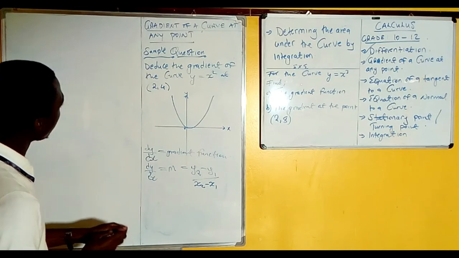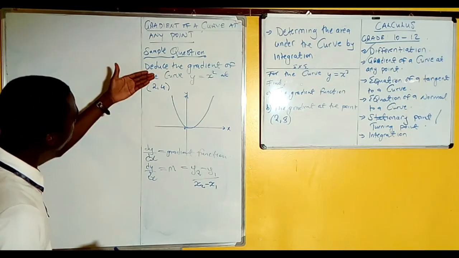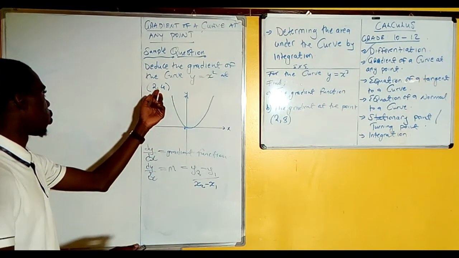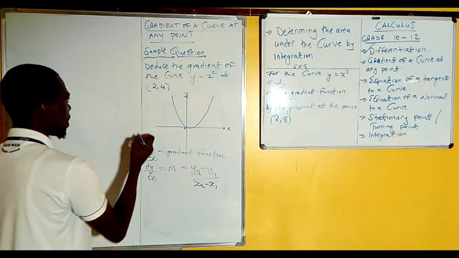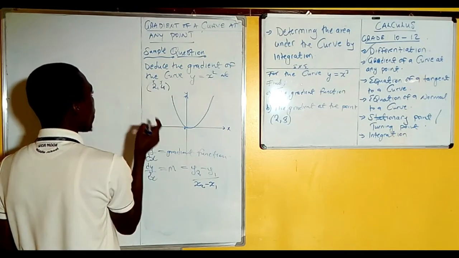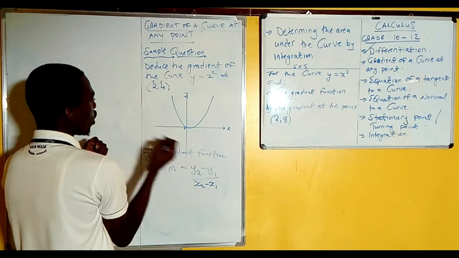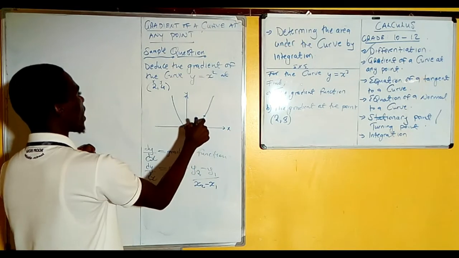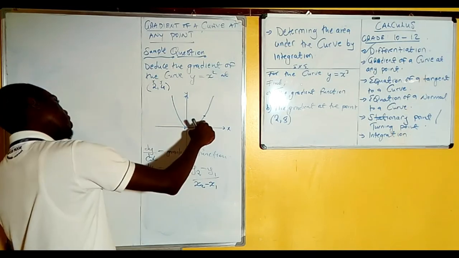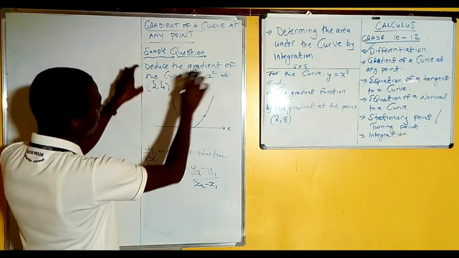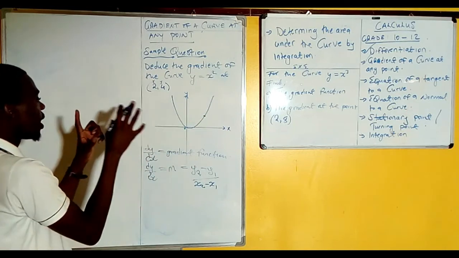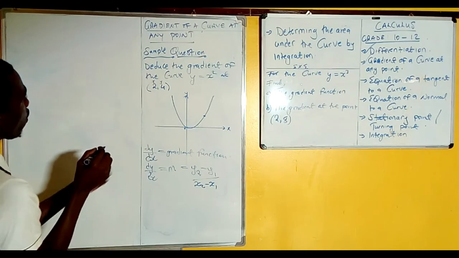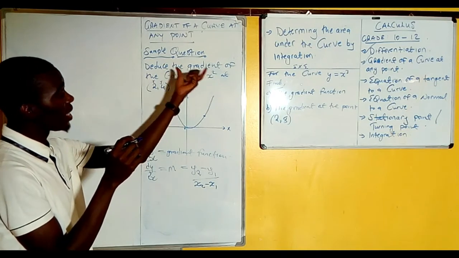So for example, if we have a question here which says deduce the gradient of the curve y is equal to x squared at (2, 4). So this is a point. Now this is x, y. Our main interest is the x. So (2, 4), maybe for instance it can be here. So we want to find the gradient here. Okay, if the question just came without the curve, because this curve is just imaginary, the first thing we are going to do is find dy by dx.